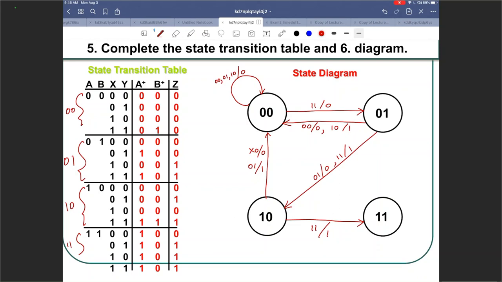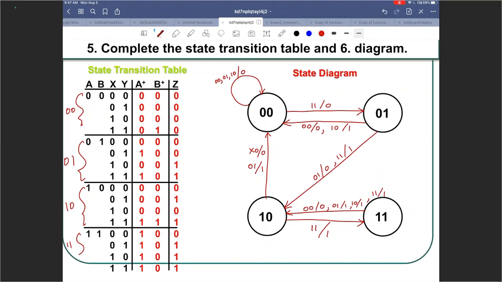Now from 1 1, if I get a 0 0, I go back to 1 0. Oh, no, sorry, not XX. 0 0 slash 0 comma everything else. 0 1 slash 1, 1 0 slash 1, 1 1 slash 1. Everything it goes back to 1 0.